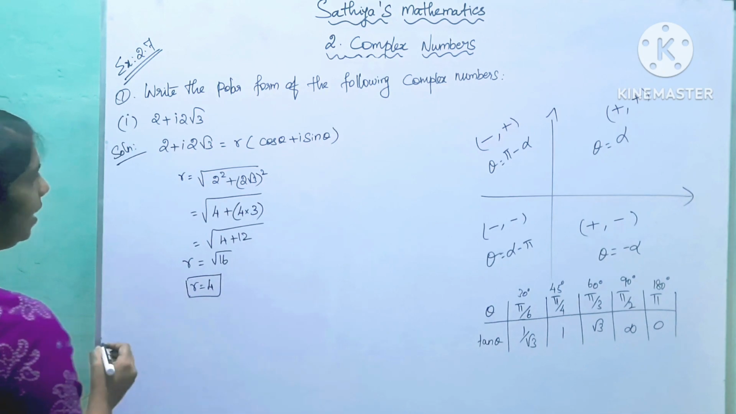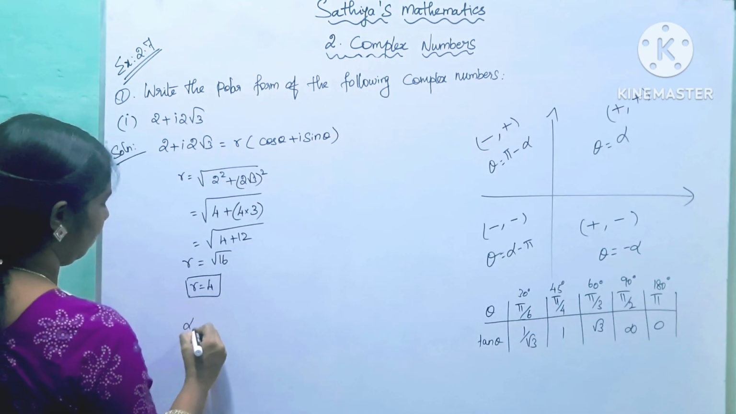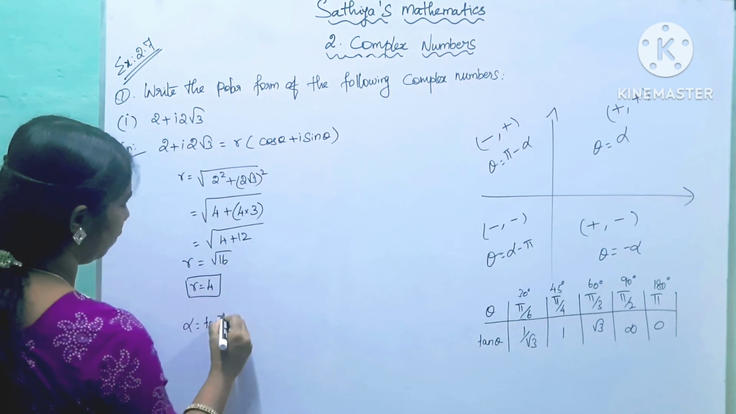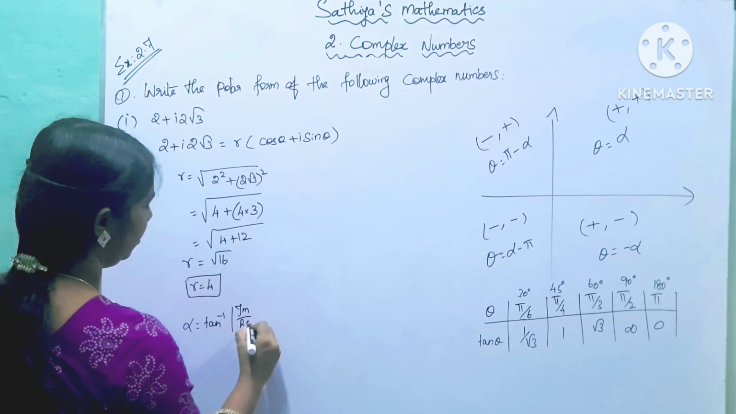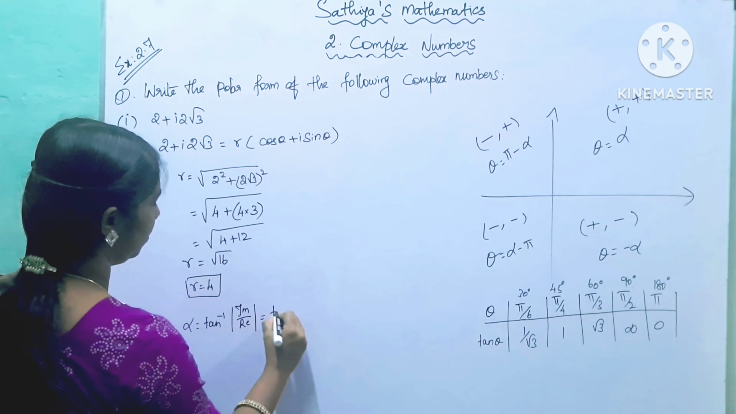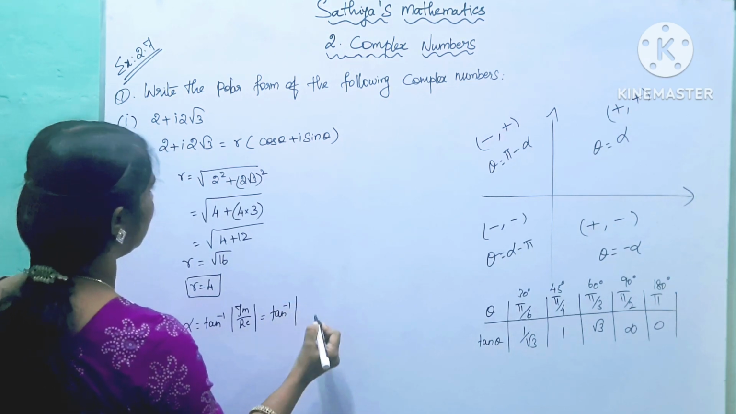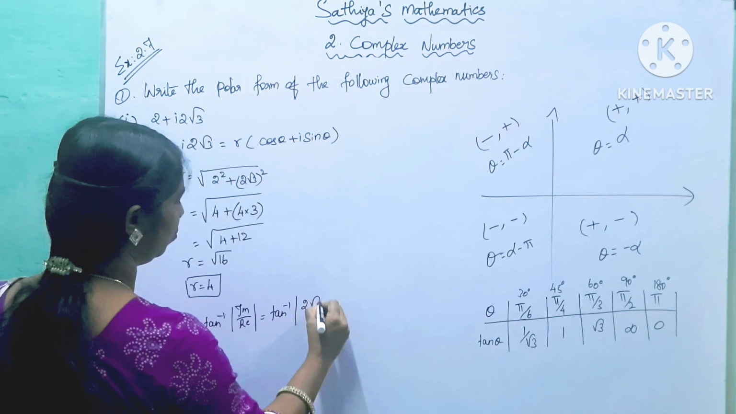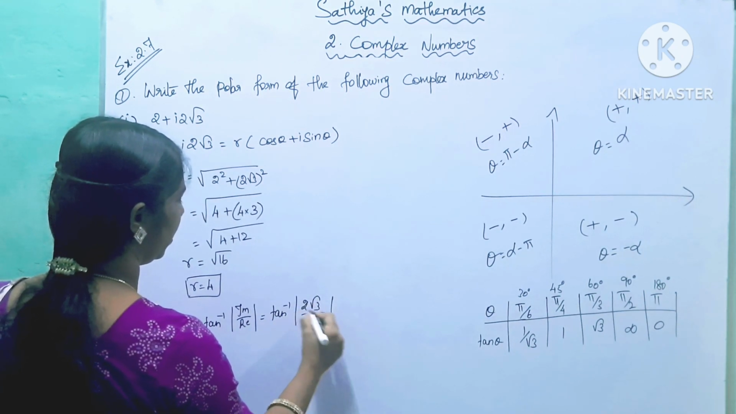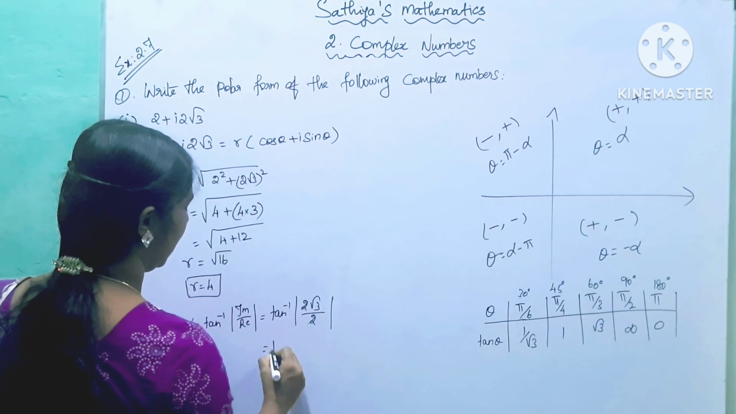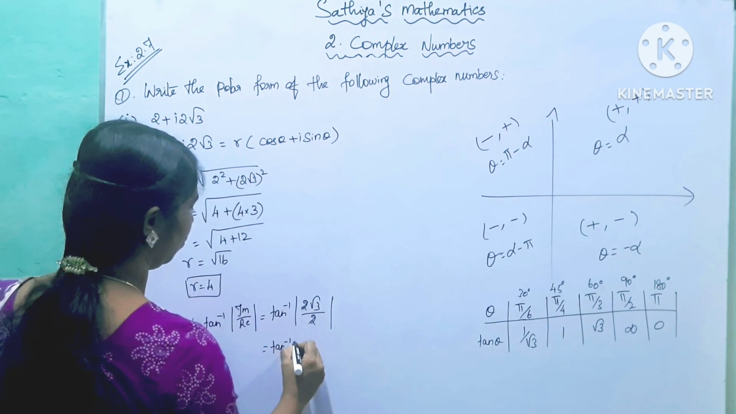Then the formula for finding theta: alpha is equal to tan inverse of modulus of imaginary part by real part. So this is equal to tan inverse of modulus of imaginary part, which is 2 root 3, by real part, which is 2. So 2 and 2 get cancelled. So it is tan inverse of root 3.